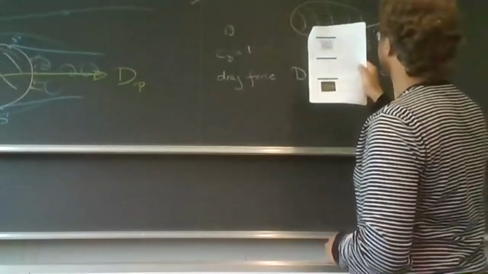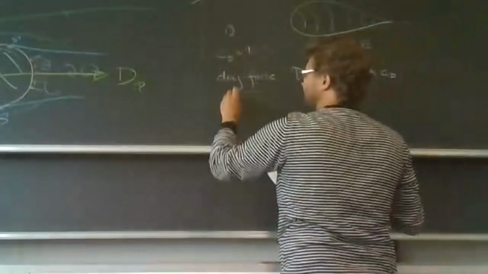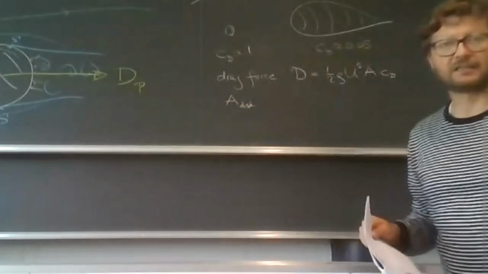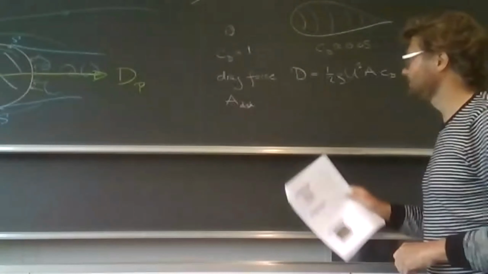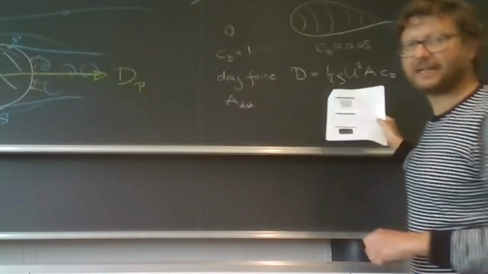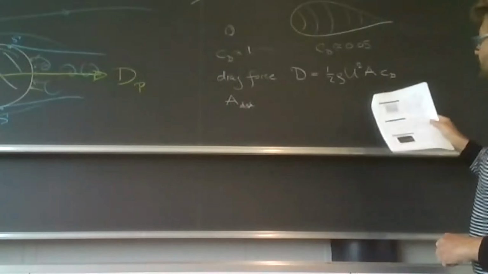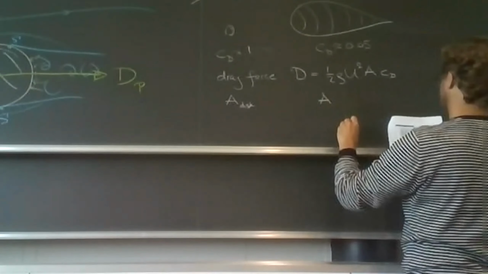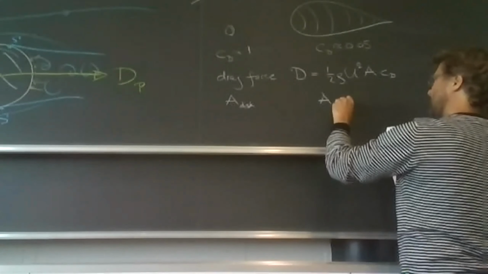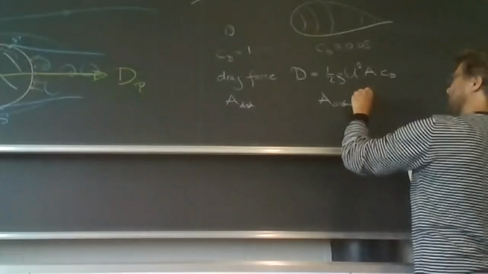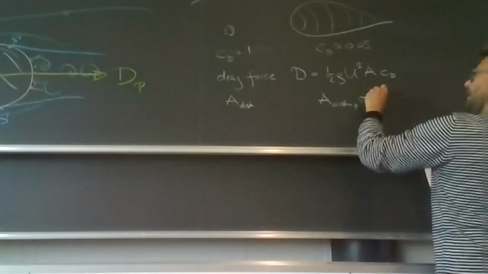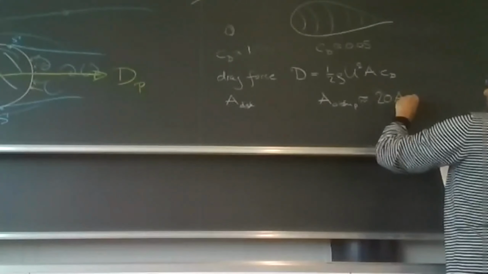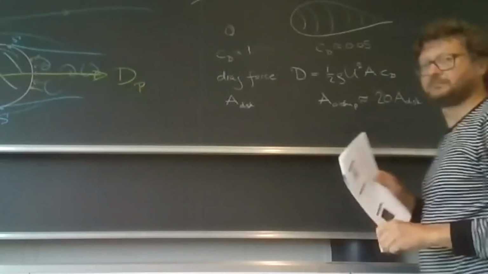So if we assume that this disk has a cross-sectional area of A, in order to get the same drag force, the A of the airship needs to be approximately 20 times that of an A disk, right?